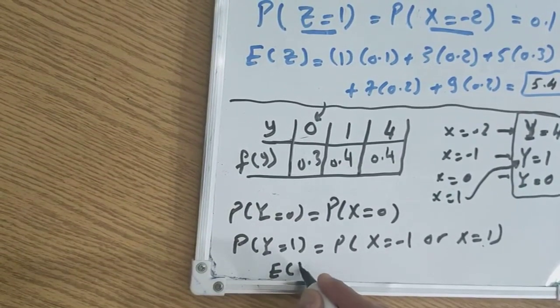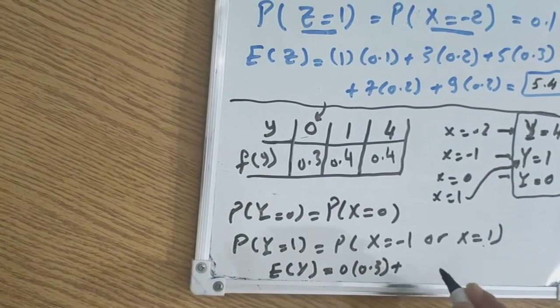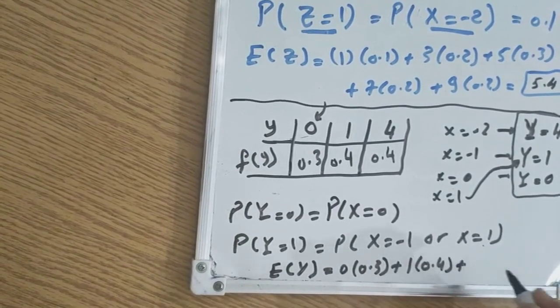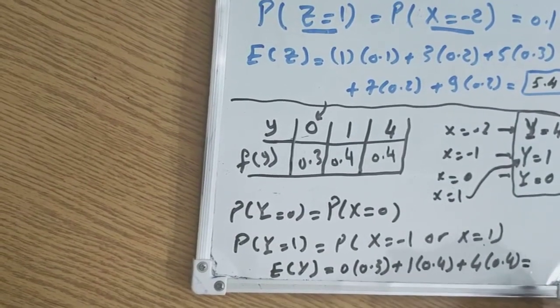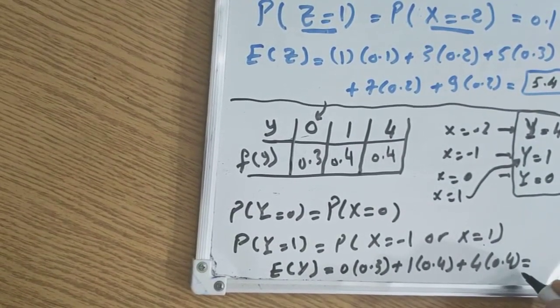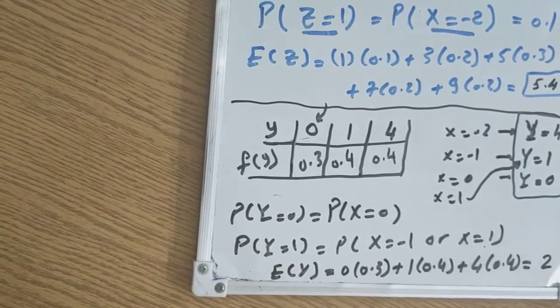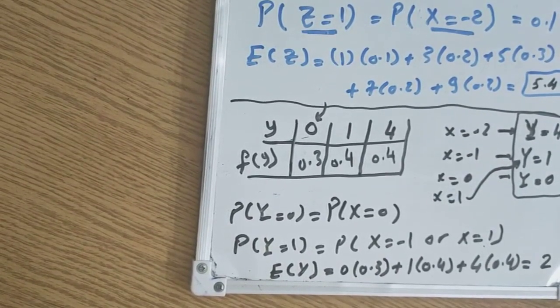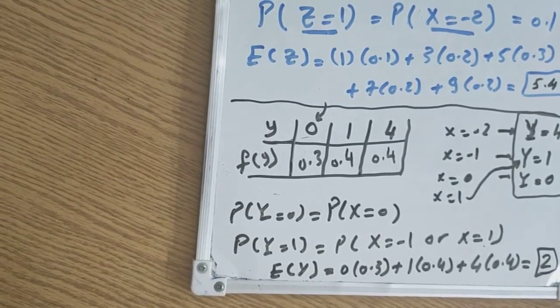Finally, the expected value of y will be 0 times 0.3 plus 1 times 0.4 plus 4 times 0.4, and we can get this value for x. It will be, I think, 2. It will be 2, so the expected value, or the average value, of y is equal to 2.